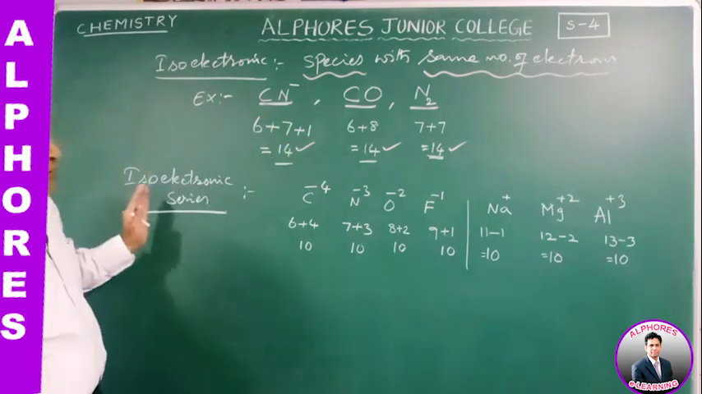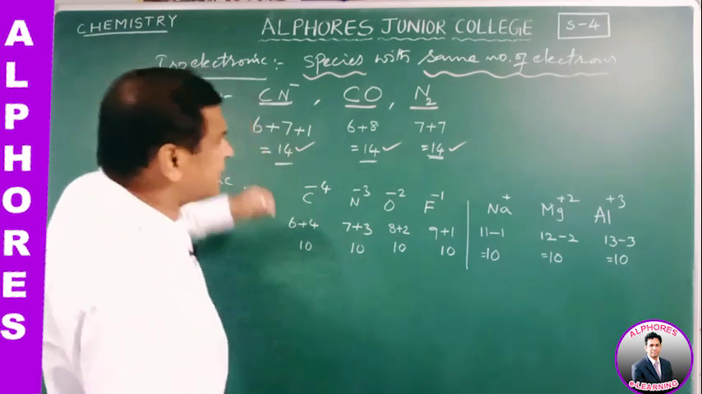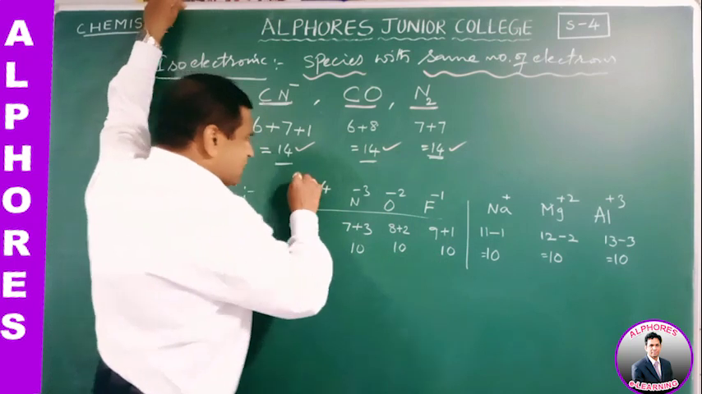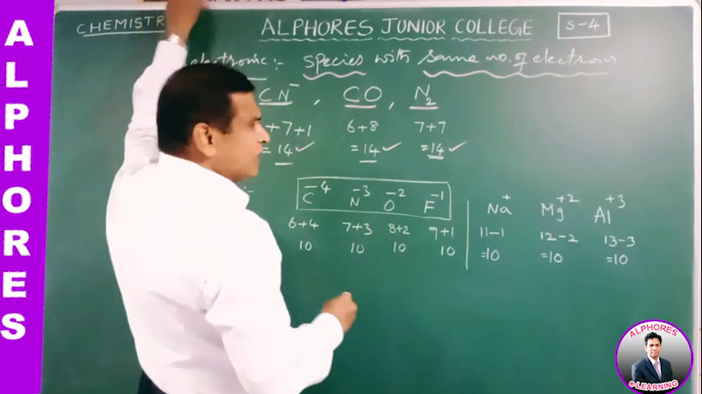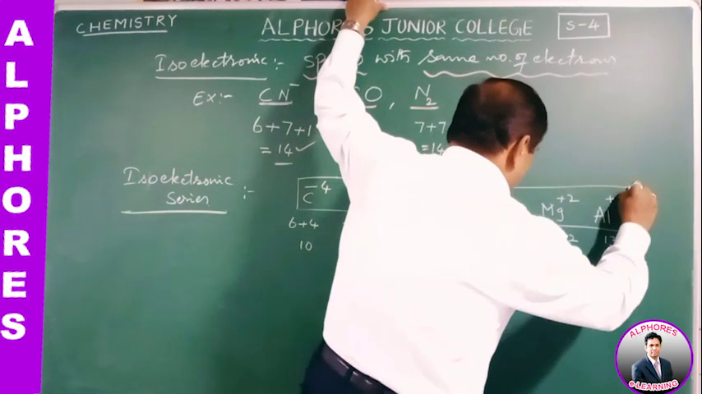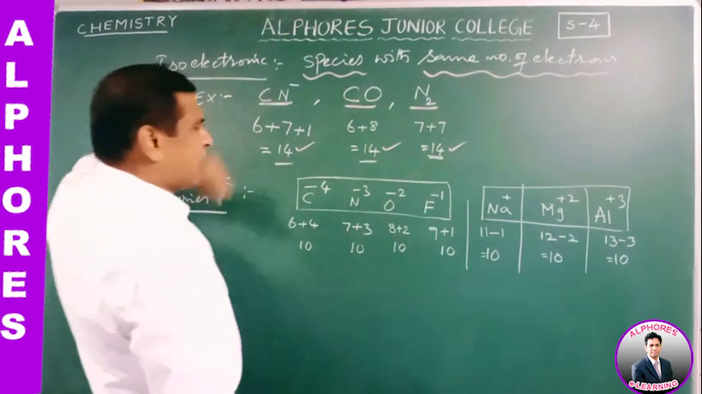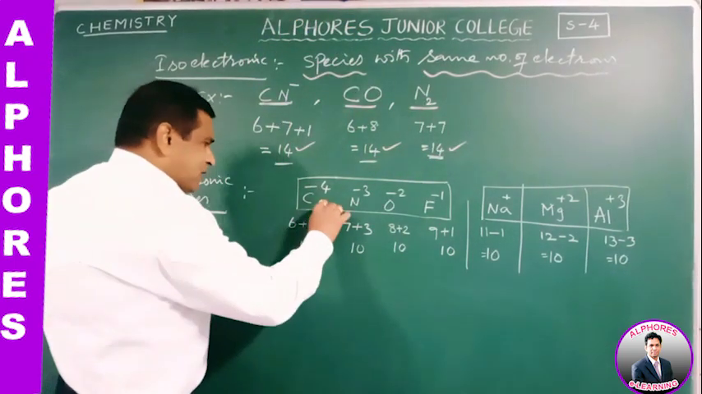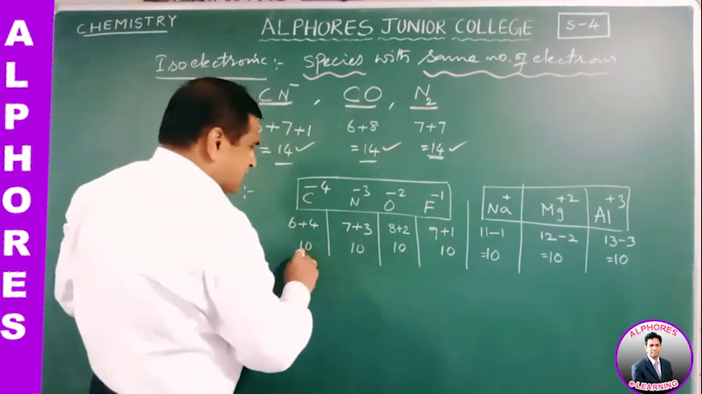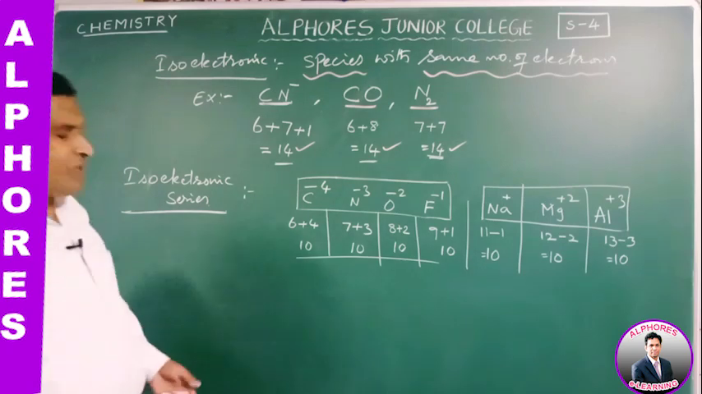Now the isoelectronic series: a series of ions containing the same number of electrons is called an isoelectronic series. So C minus 4 and the others each have 10 electrons total, right? So this is about the isoelectronic series.